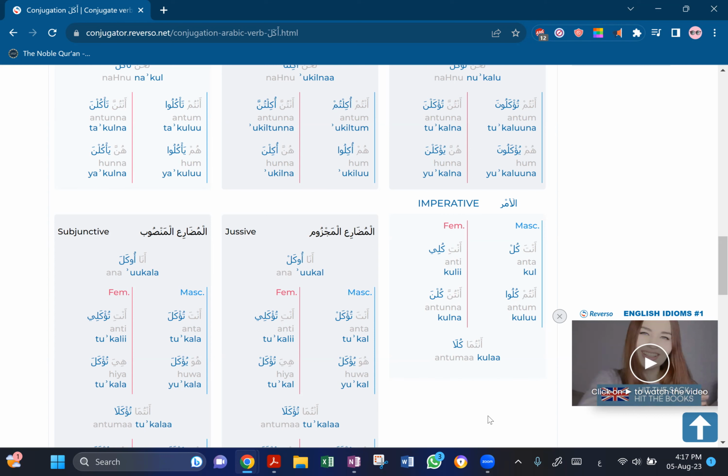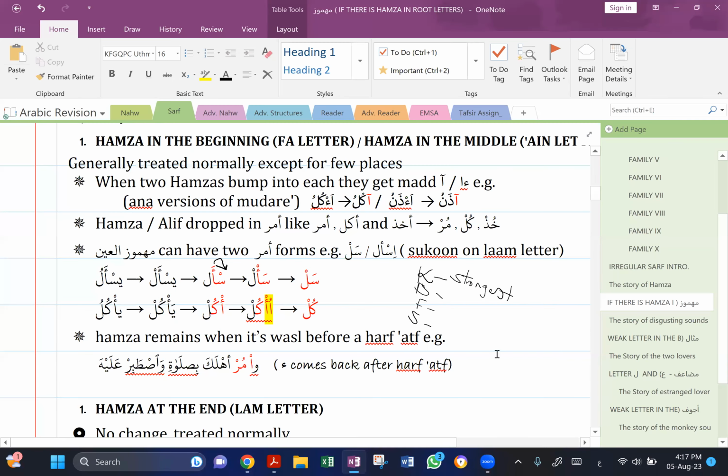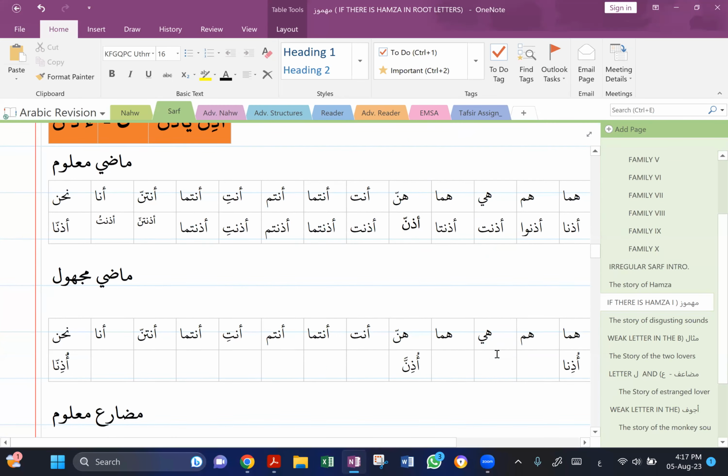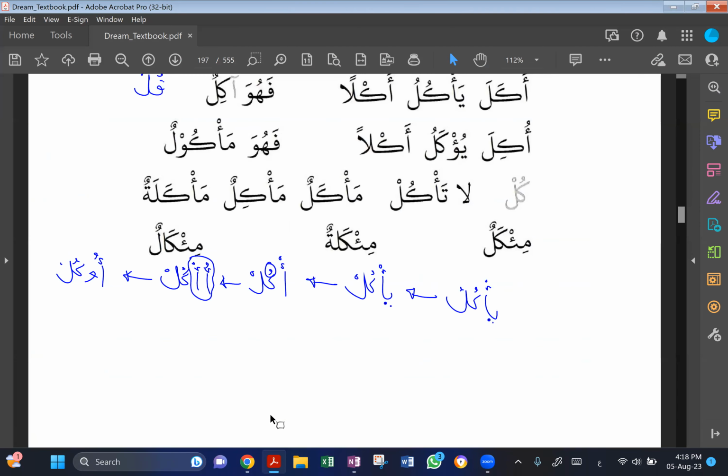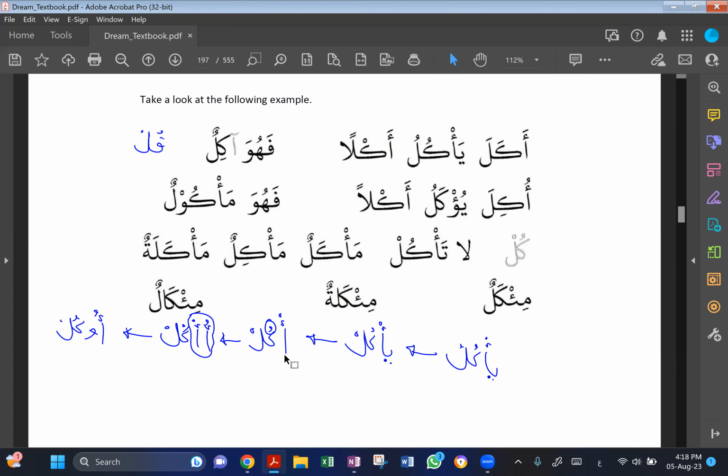So I'm just going to confirm from somewhere else. This is amr, this is ma'lum. Yeah, that's the one that I'm getting. Just kul, kula, kulu, kuli, kula, and kulna. Where were we? I think we've pretty much done the amr.